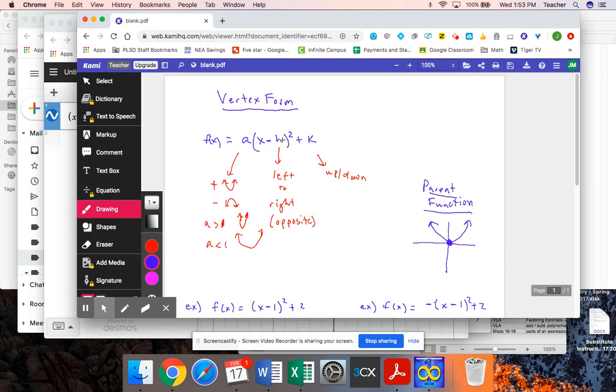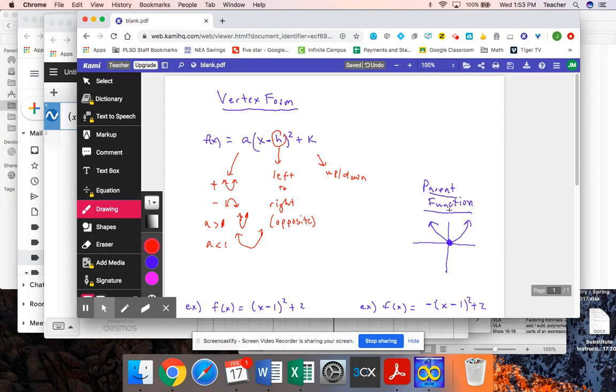And some of this is review. Most of this is review. So let me just review it really quickly. The h in here, in fact, let me erase that and use red just so I can make sure I'm consistent. The h in here moves it left or right, and it's just the opposite. And when I say move it, I'm talking about the vertex.